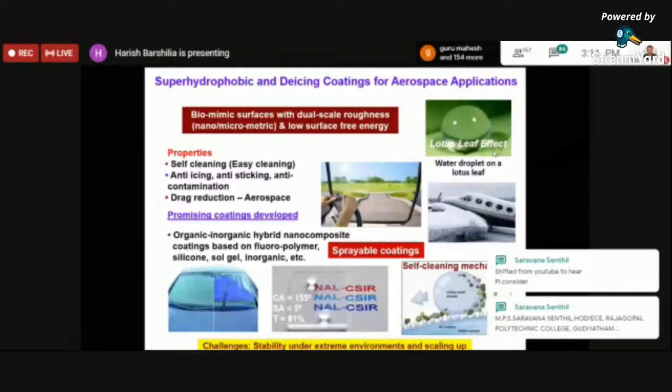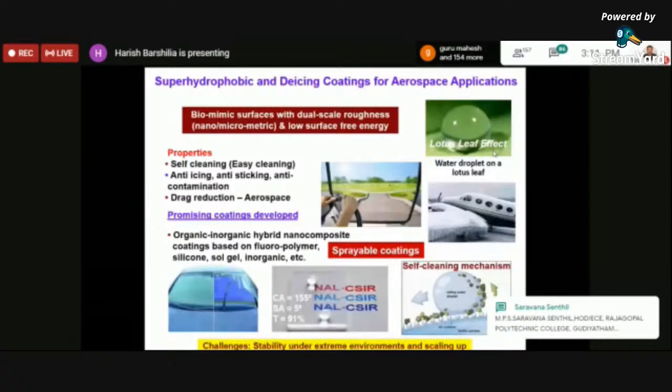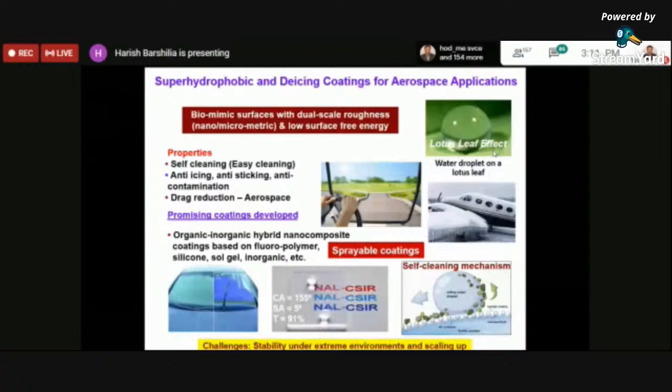This is another application of these coatings. Many times in the winter, if you go to Western countries, whenever the aircraft is parked, you find that a lot of ice is deposited on the whole aircraft as well as on the windshield. Especially in the cold countries, this ice or snow can be a few inches to a few feet. So removing that ice becomes very, very difficult.